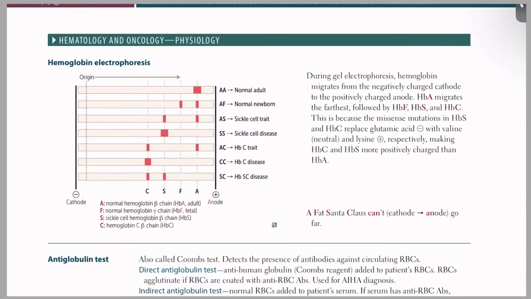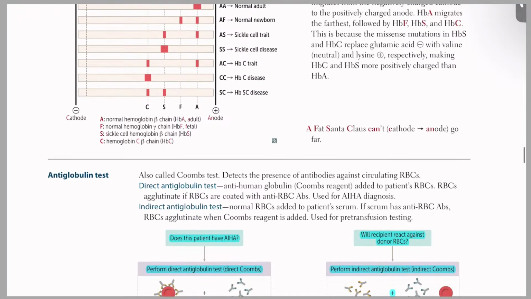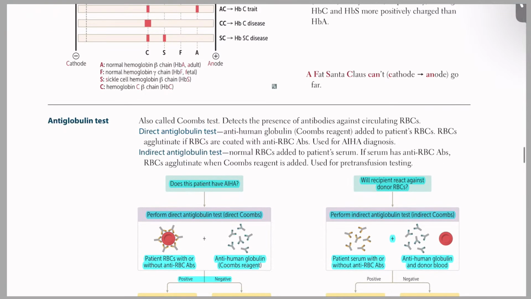Okay. It's Christmas time and we got a mnemonic of Santa Claus. Nice. Okay.